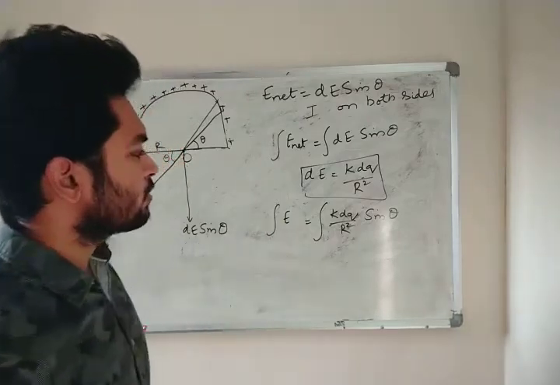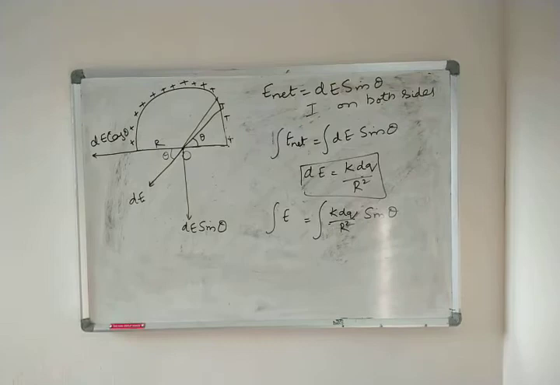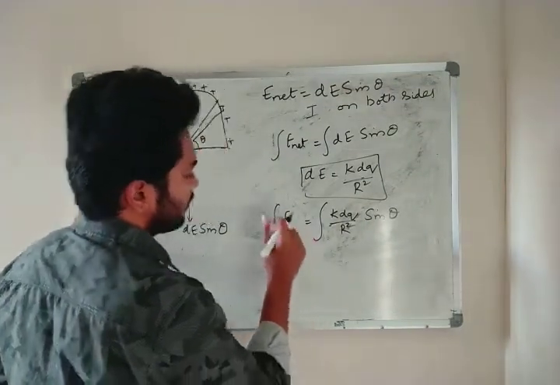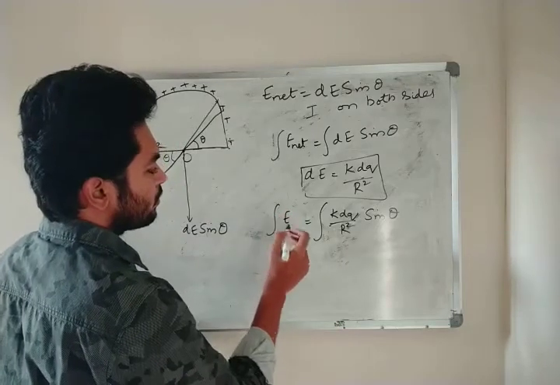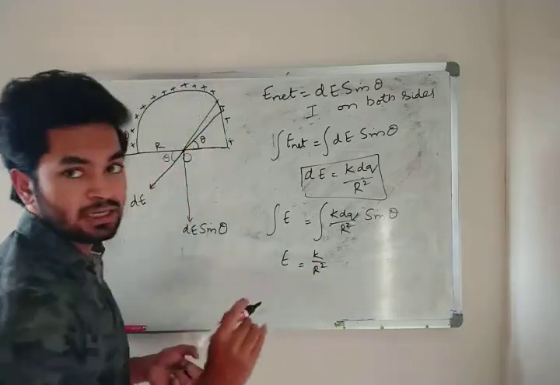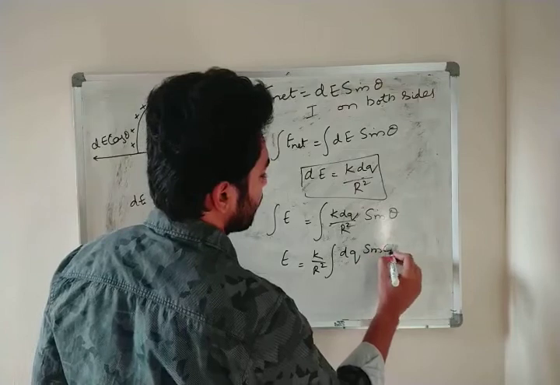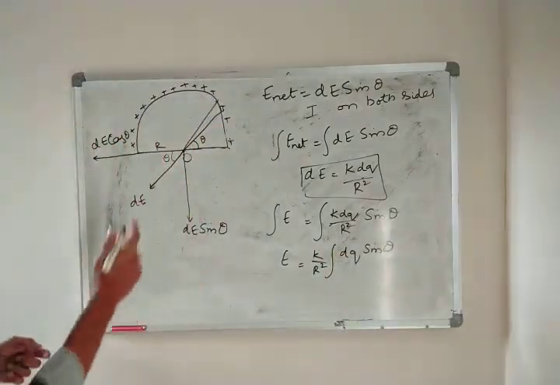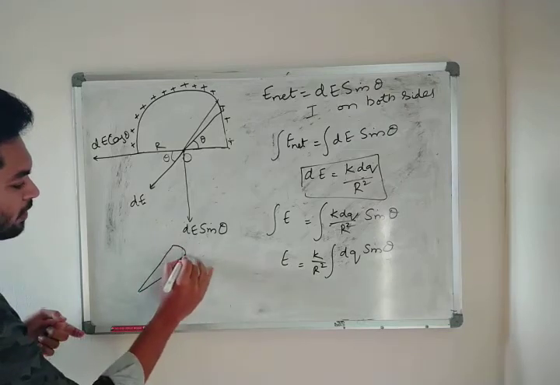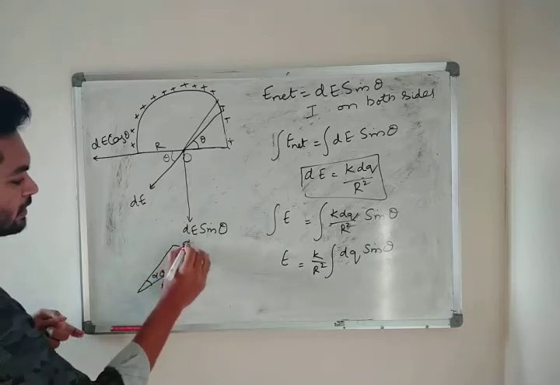So how are we going to solve this? Now here E is equal to integral dE. So what you get here, k by r square is constant. So what you are left with is dq sin theta. Now what I have told already, this part which you have considered a small element, this part is r, this is d theta, and this is dl.